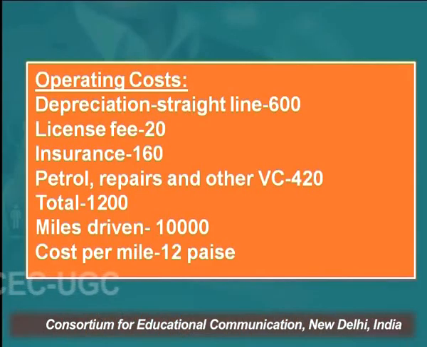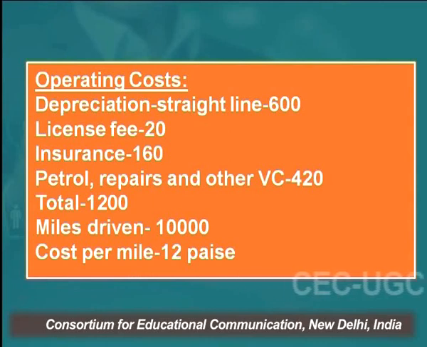Operating charges, depreciation, straight line. Straight line is a method of depreciation. As you know, there are various methods of depreciation. In the straight line method, each year the depreciation amount remains the same, right? So depreciation, straight line 600 rupees, license fee 20 rupees, insurance 160 rupees. Insurance cost and license fee cost are fixed costs. Depreciation cost is a variable cost. Petrol, repair and the other are also variable costs, 420. So total is 1,200 rupees.